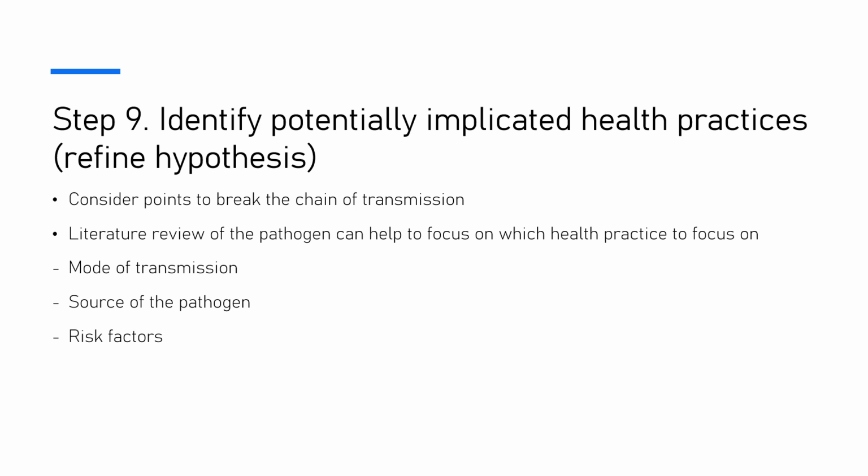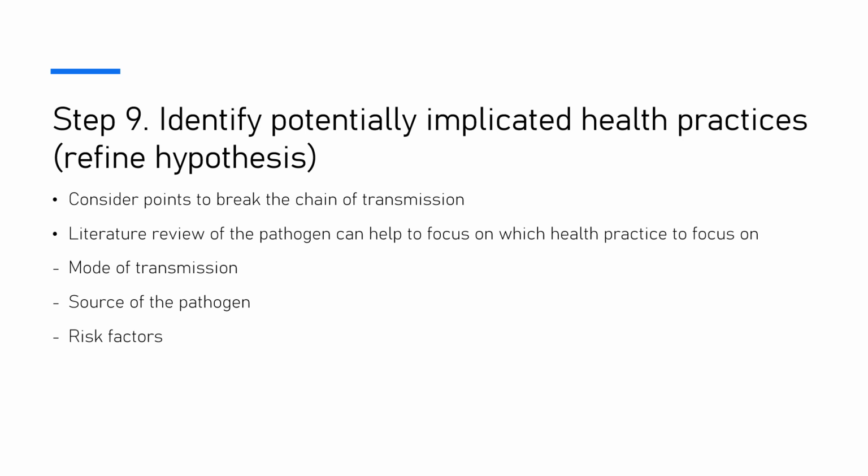Step 9 is to identify potentially implicated health practices, which is to refine the hypothesis. Here you need to consider how to break the chain of transmission of this pathogen. What can help to know the chain is to have a literature review about this pathogen.